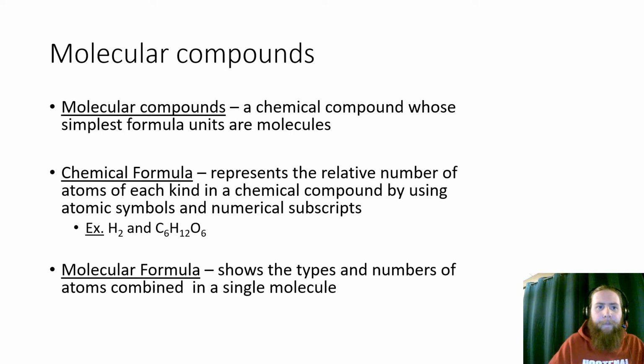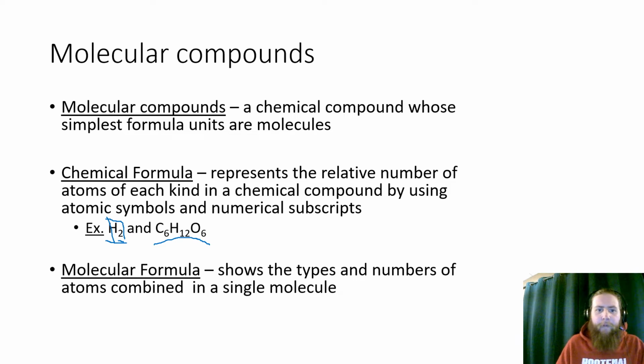All right. So a molecular compound is a chemical compound whose simplest formula units are molecules. So this would be something like water. A chemical formula represents the relative number of atoms of each kind in an element by using their atomic abbreviations and subscripts. So in hydrogen gas, the subscript 2 means there are two atoms of this hydrogen. And the same thing with this little more complex molecule, glucose. There are always 6 carbons in glucose, 12 hydrogens, and 6 oxygens.